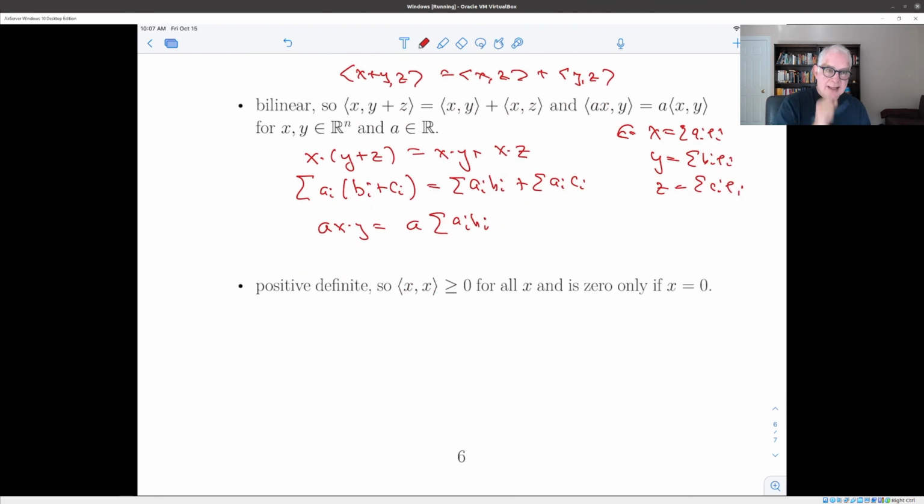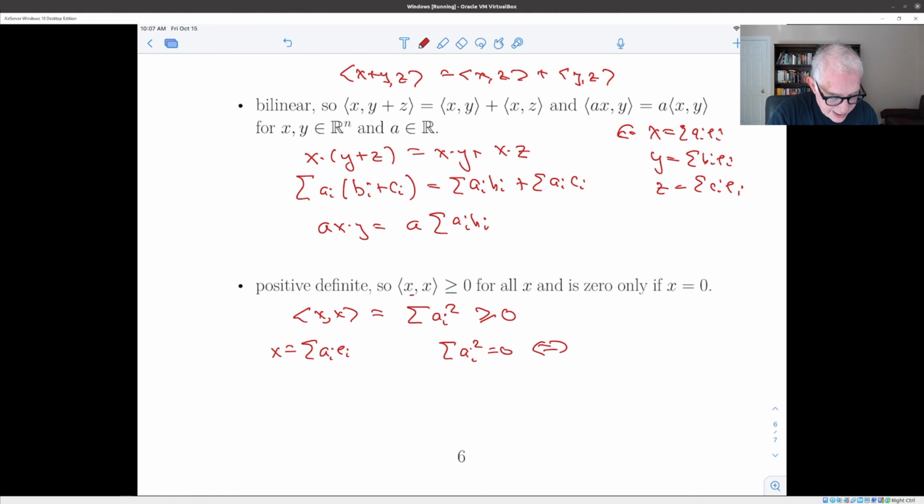The other property of the inner product is called positive definite. The positive means that the dot product of a vector with itself is always bigger than or equal to 0. And the definite means that the only time you get 0 is if x is 0. That's because the dot product of a vector with itself is the sum of a_i squared. If x is the sum of a_i e_i, then the dot product of x with itself is the sum of a_i squared. And that's always positive. It's a sum of positive numbers. And the only way it can be 0 is if all the a_i are 0, in which case x is 0.